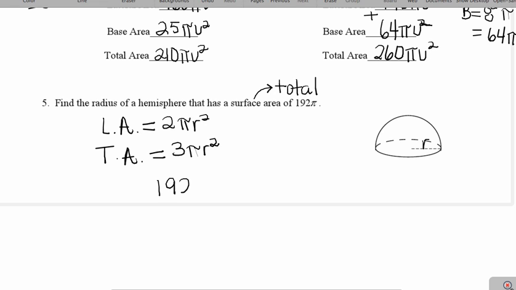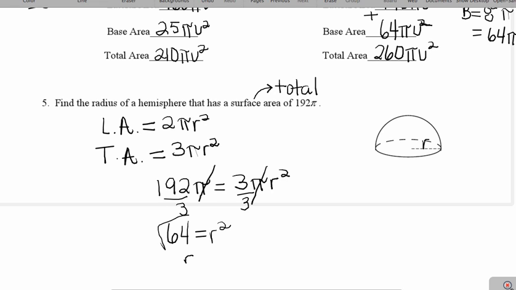So now we're just going to substitute 192 pi in for that total surface area. So that's equal to 3 pi r squared. And then we want to solve for r. Right away I notice the pi's are going to cancel out, and then I can divide by 3. Now 192 divided by 3 is 64. That's equal to our radius squared. And then if I take the square root to get my radius, I get my radius equal to 8 units. So that would be my final answer for this one, because it was asking me to find the radius of the hemisphere, which is 8.